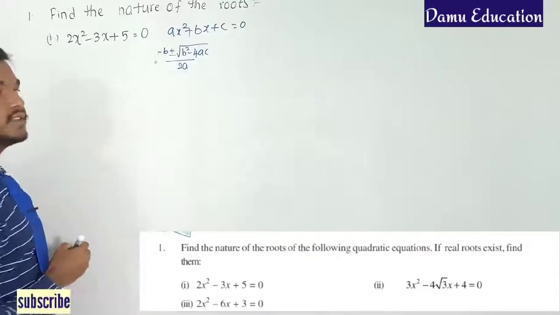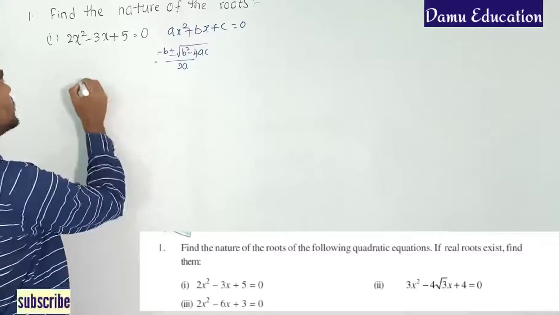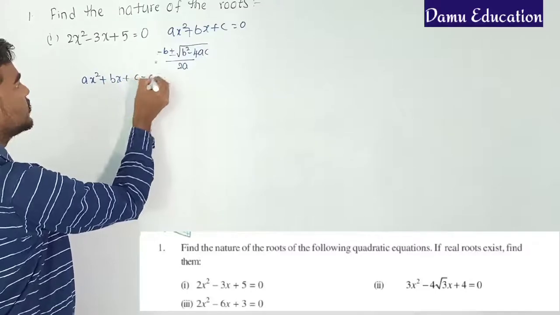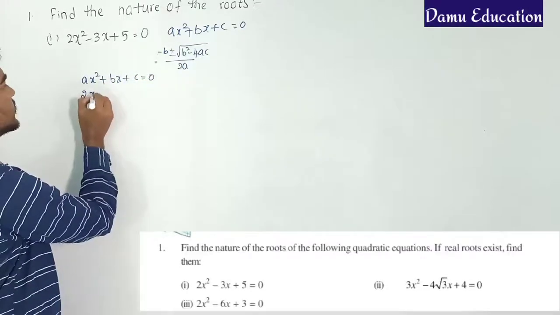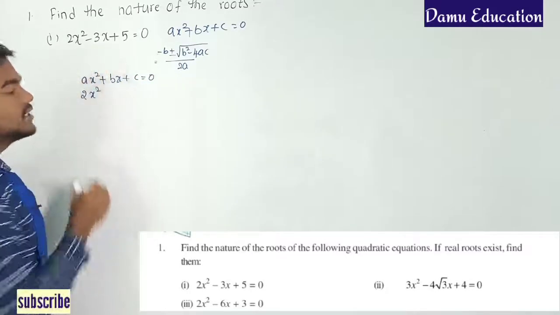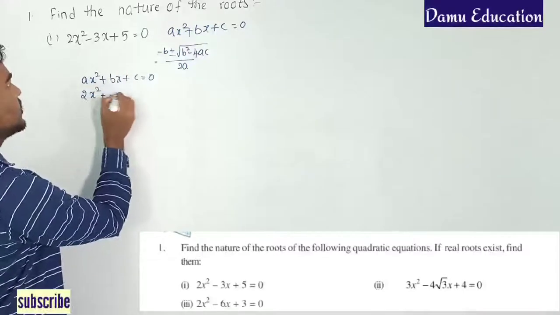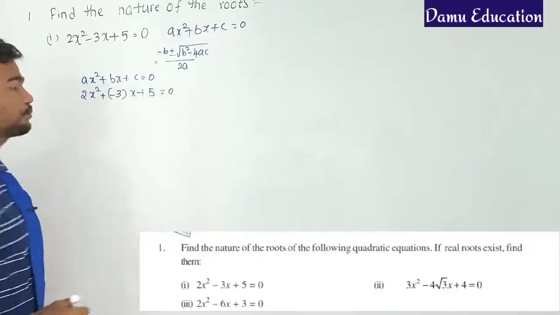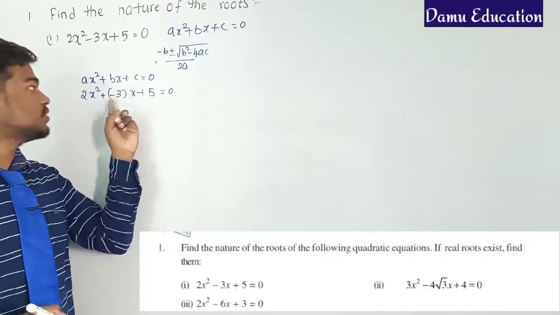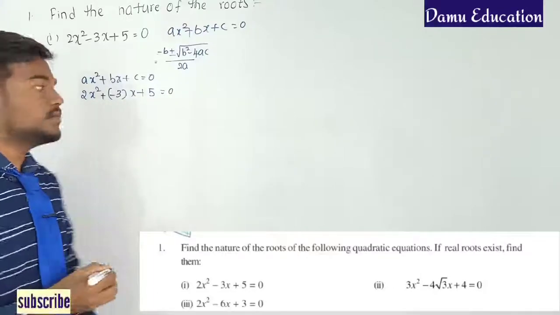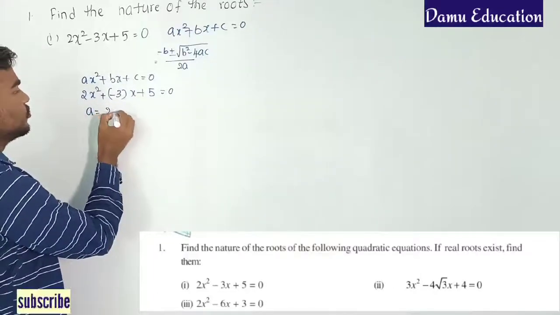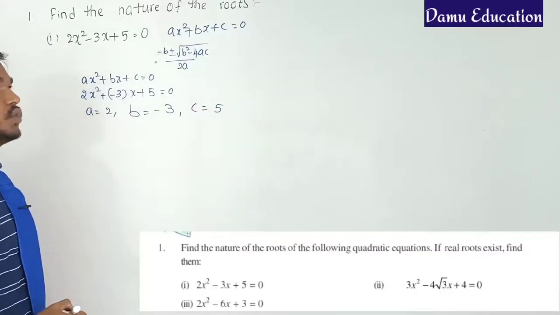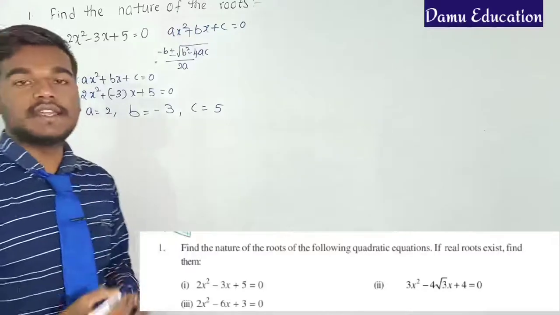So we should know that the form is ax square plus bx plus c equal to 0. Let's write 2x square minus 3 into x plus 5 equal to 0. Here bx is written with plus into minus, so that will be equal to minus 3. So a is equal to 2, b is equal to minus 3, and c is equal to 5. So here, for the roots, we have to write the discriminant.